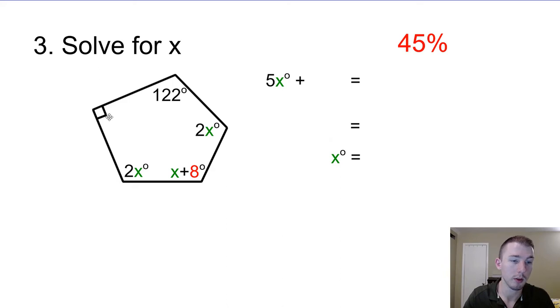All right, so we do have a right angle. Make sure you don't forget that 90 degrees, otherwise you're likely to forget it. The other angle that you guys actually forgot on this one was the 8 degrees. So you remember the 90, but you forgot the 8. So anyway, add them all up.